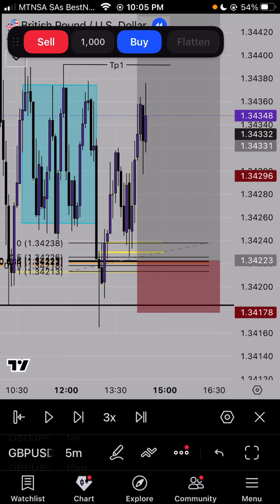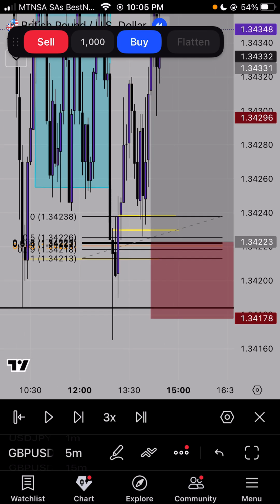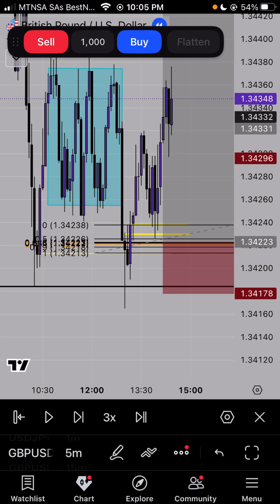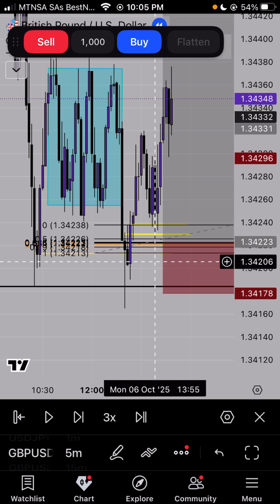Look here. Okay, I think I marked out something wrong here. I need to check my other phone. I can't remember how I took this trade really.